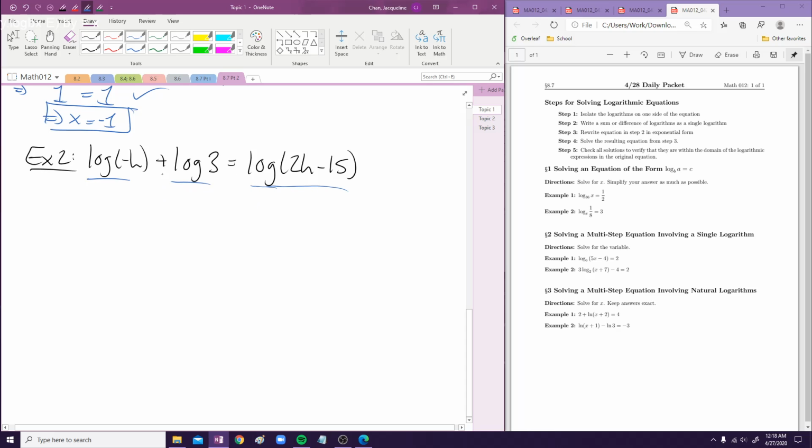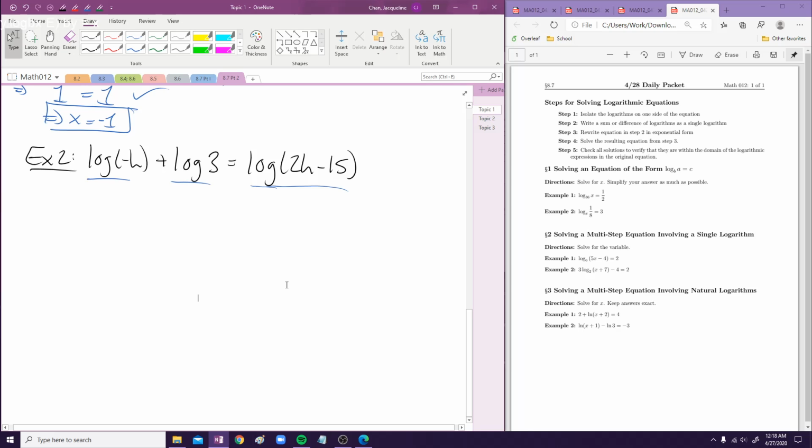So you could isolate. So this could be a log of -3h, and then you could also subtract the negative, minus log of 2h minus 15, and then you could have equals 0. Then you could have found a log of negative 3h over 2h minus 15, right? But that's just a lot of work, all right? So we're not going to do it that way.